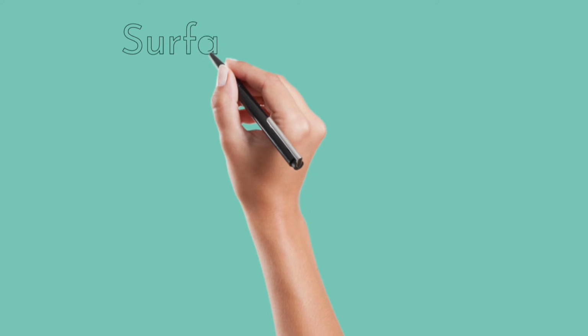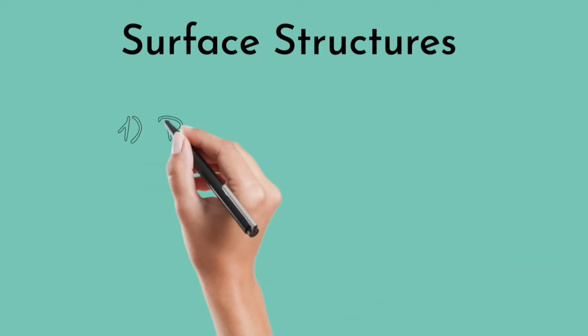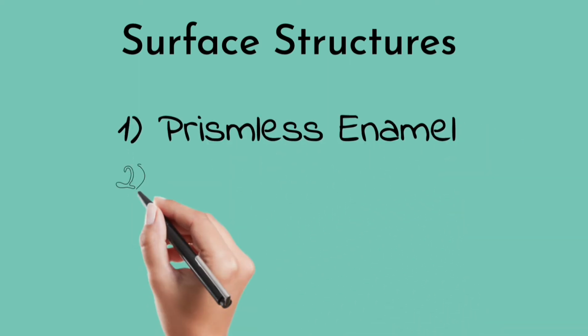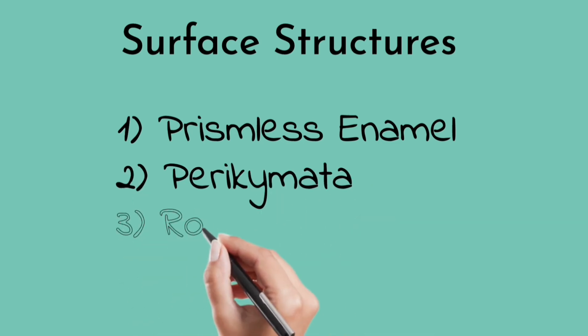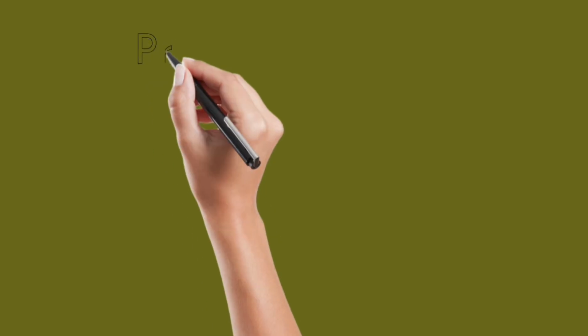Next, we have a very important topic, that is surface structures of enamel. We need to know that there are mainly 4 surface structures. These are prismless enamel, perikymata, rod ends, and cracks. Now we need to understand these 4 topics in different parts.